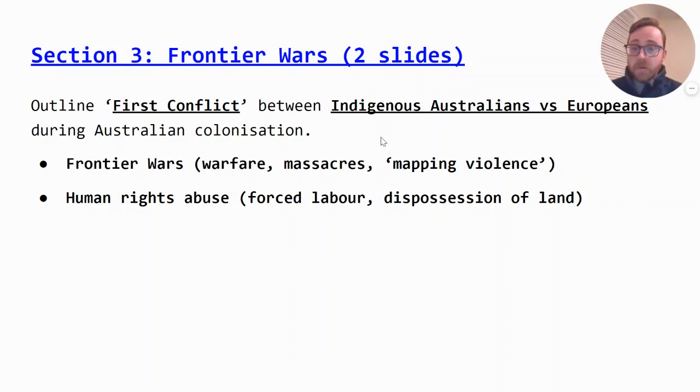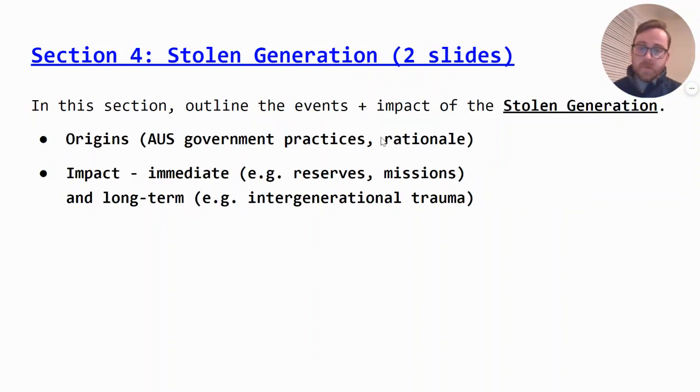You could look at other types of conflict, so not just the murder, but the human rights abuse that occurred, forced labor, slavery, dispossession of land. In the Tasmanian War, the Black War, you had people who were being exiled essentially to a different place and then being put into a place where their living conditions might be impacted by that new home. So talk about that. Stolen generation, 2 slides.